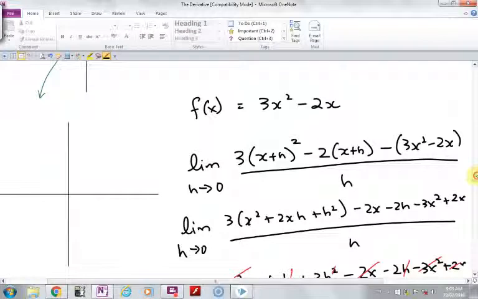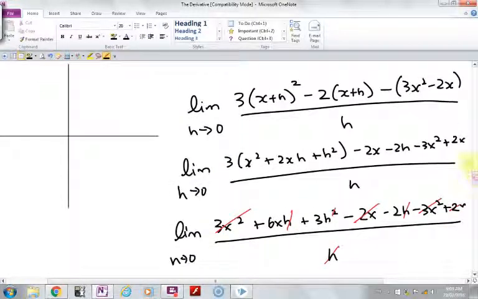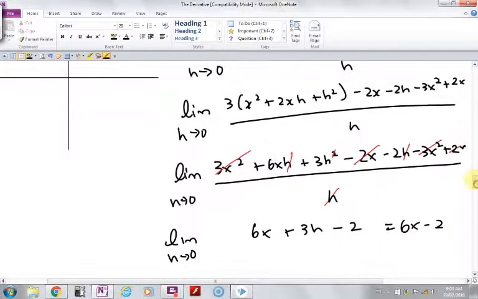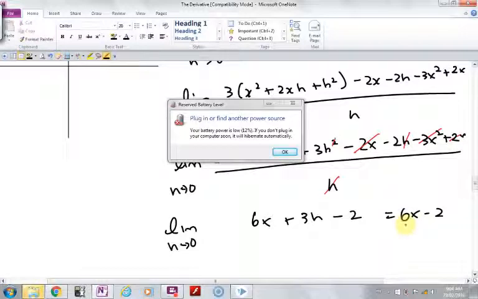But the point I want to make with this is that when you are taking the limit of f of x plus h minus f of x over h, you've got to put the x plus h in here, and then simplify that. So it looks messy, but it does simplify in the same manner. When we divide through by h, we end up with that. We let h go to 0, we get 6x minus 2. All right, now you're going to have to plug in.